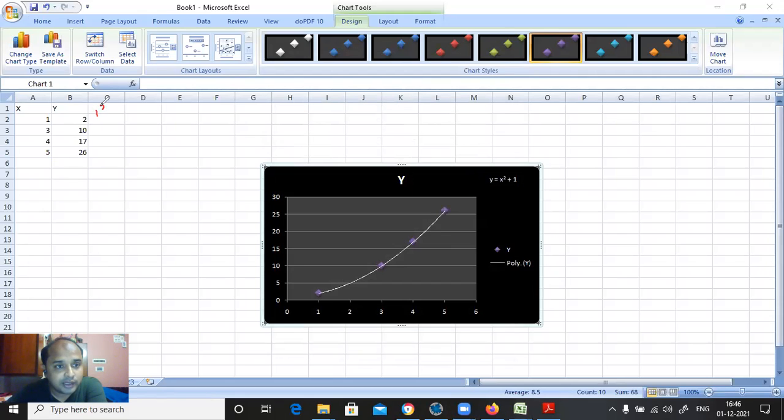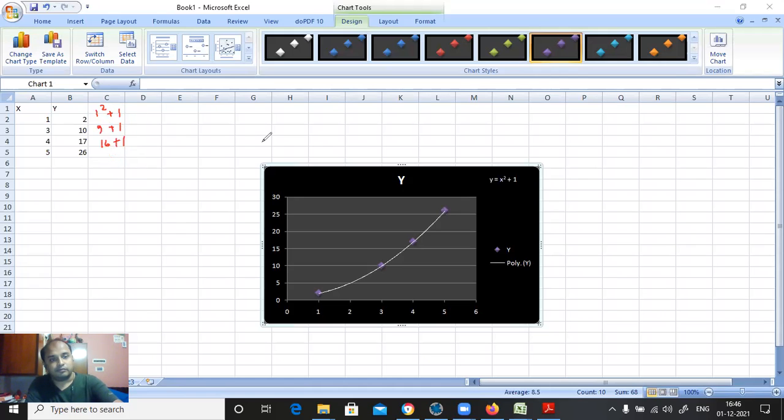2 is actually 1 square plus 1. 5 is actually 2 square plus 1, sorry, 4 plus 1. 10 is actually 9 plus 1. This is actually 16 plus 1. This is actually 25 plus 1. So when I set the data, that was in the back of my mind. Therefore, I gave you the data in this manner.